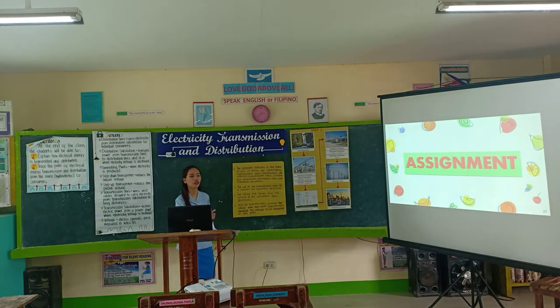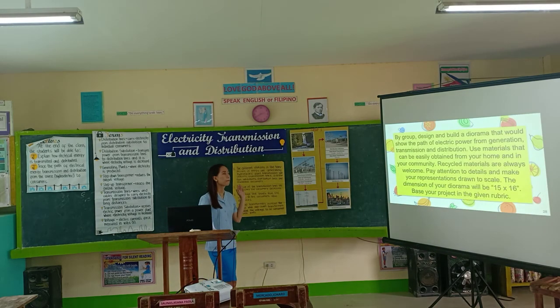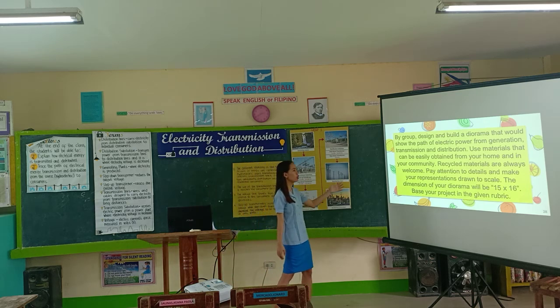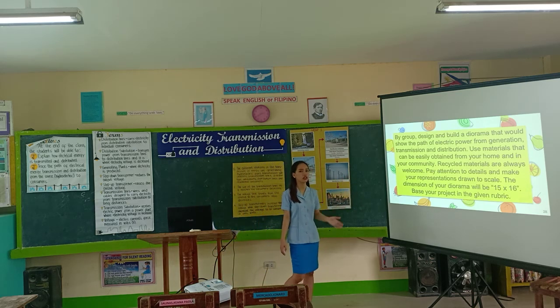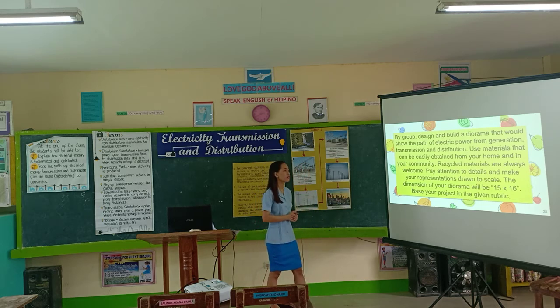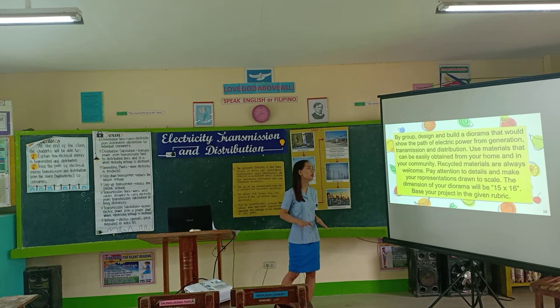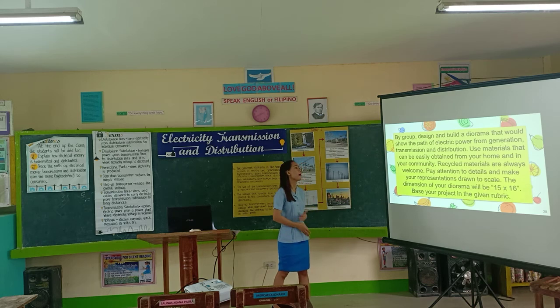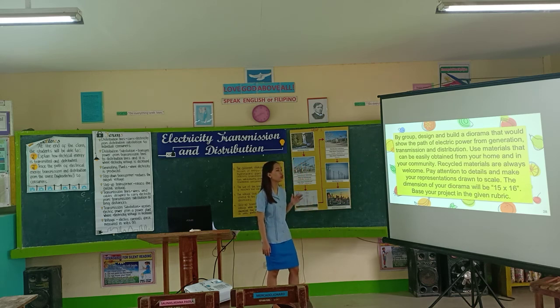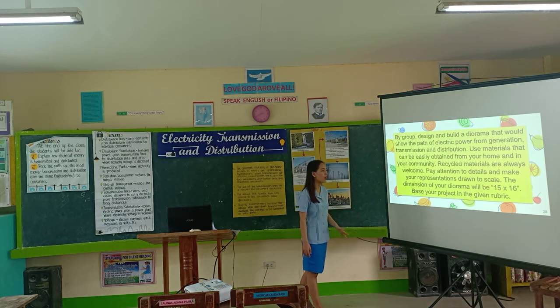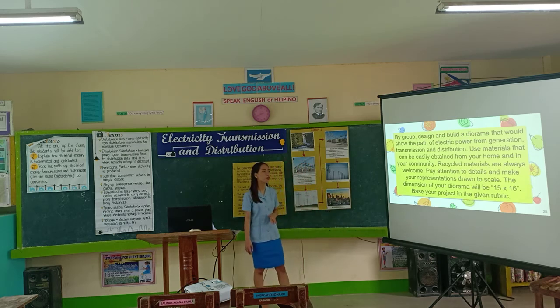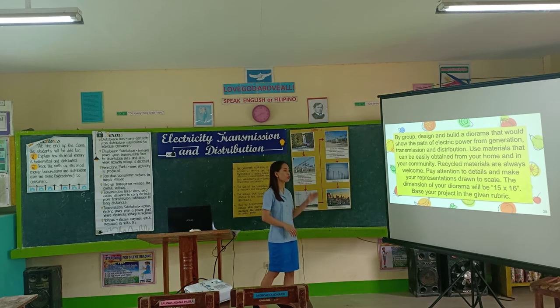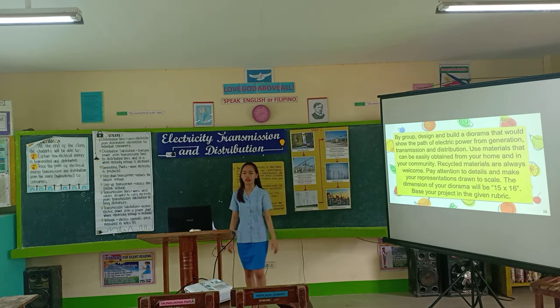Okay, for your assignment, by group, design and build a diorama that would show the path of electric power from generation, transmission, and distribution. Use materials that can be easily obtained from your home and in your community. Recycled materials are always welcome. Pay attention to details and make your representations drawn to scale. The dimension of your diorama will be 15 by 16. Your project will be based on the given rubric.